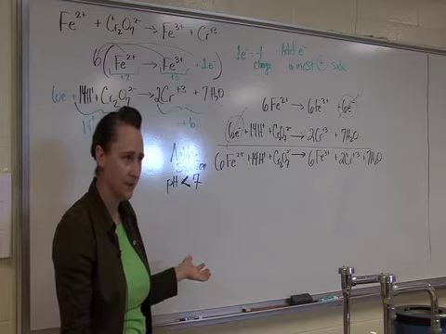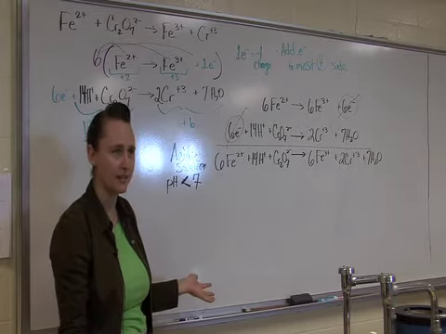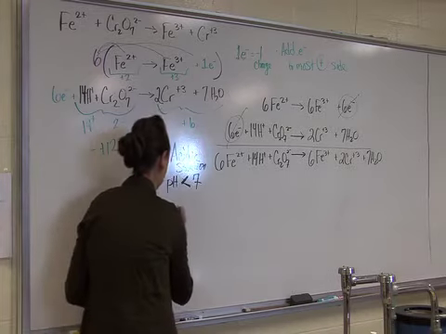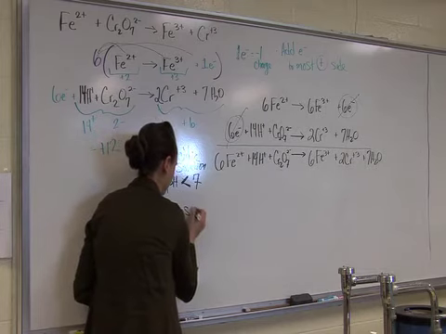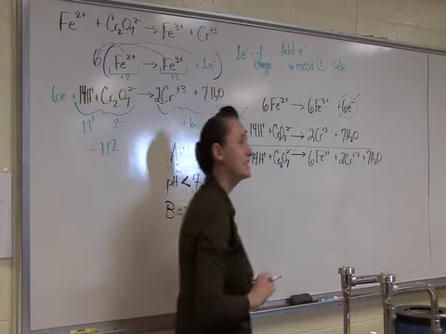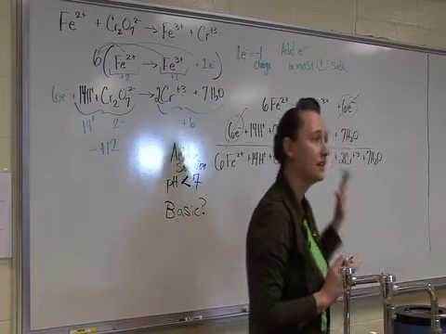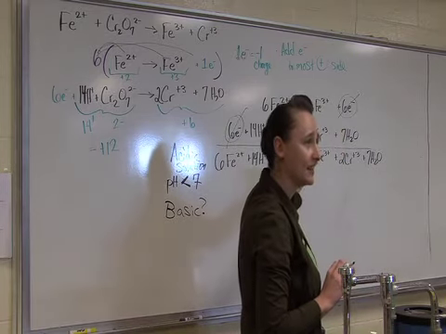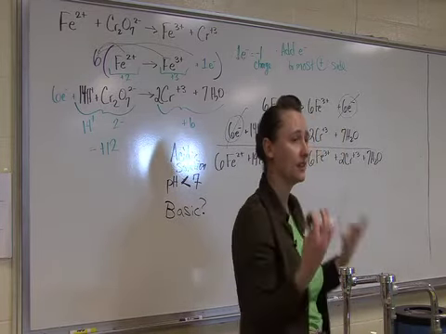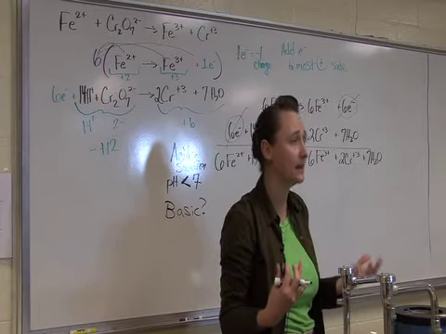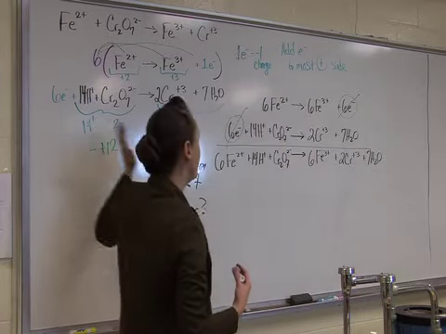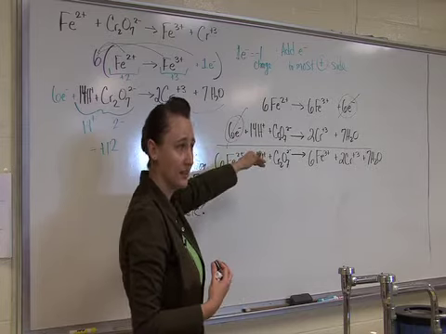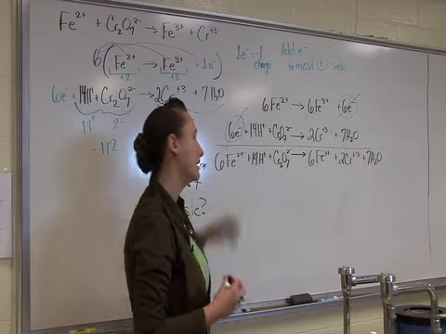So the next step is making it basic. How do we do that? Basic is the same thing. So we've already made it acidic. The next step is to take it to basic. So if I give you a question where you have to determine it in a basic solution, you still have to start with acidic and get to this point. Now we're going to make it basic.